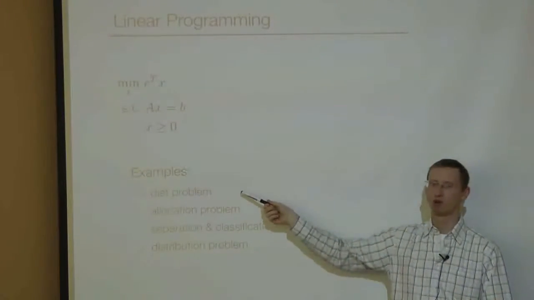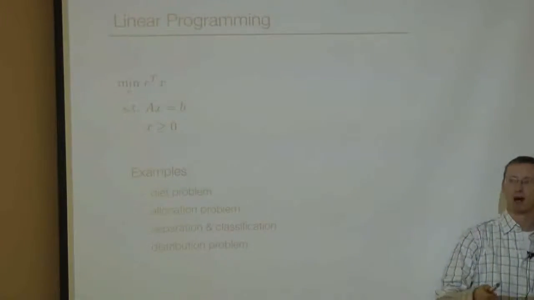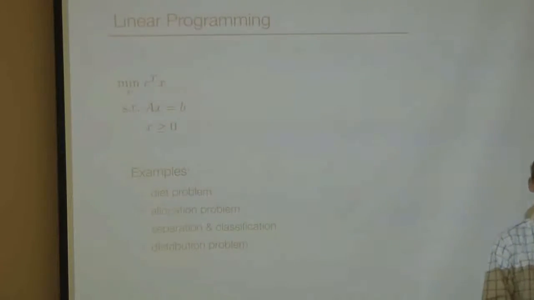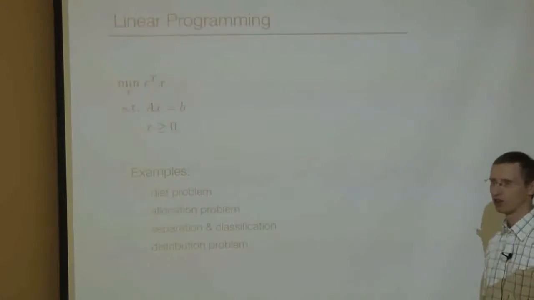We could have a diet problem. So we need to buy food, or it could be some raw material for the production, such that we minimize the purchase price and we satisfy certain constraints, like the overall mixture has to have certain properties. We are only allowed to buy non-negative amounts of some ingredient and so on.